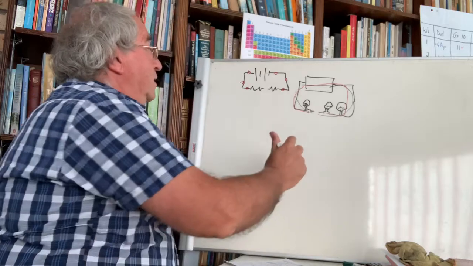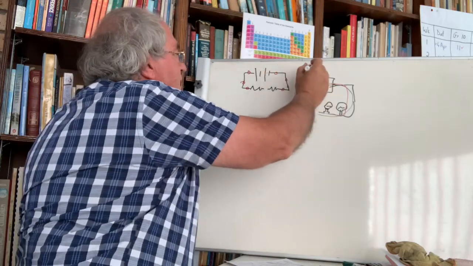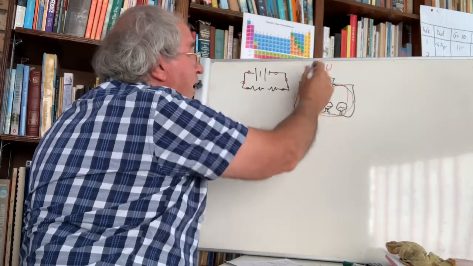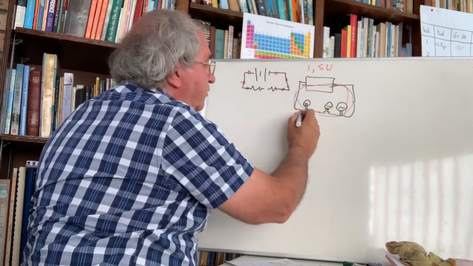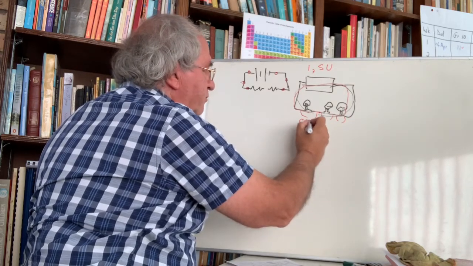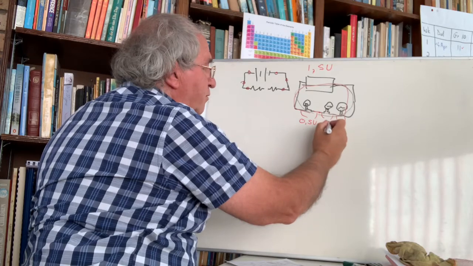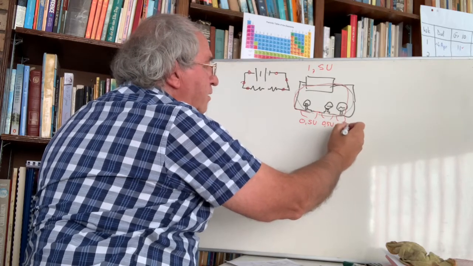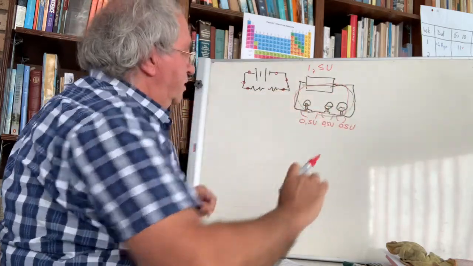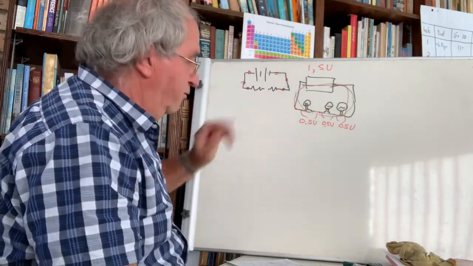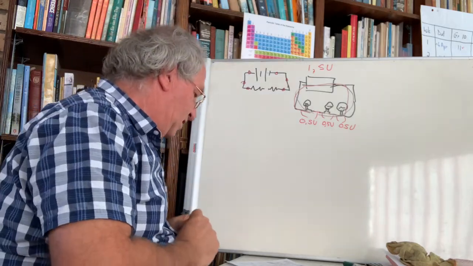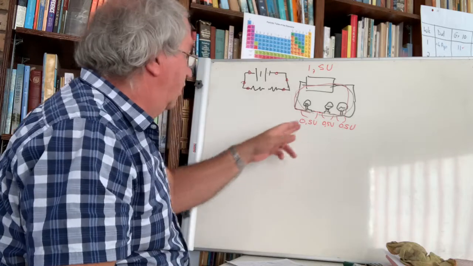En dan, die laaste ding, sê maar hierdie sel is 1,5 volt. Nou daai 1,5 volt word so verdeel oor hierdie, oor daardie en oor daardie. So daar's 0,5 volt oor hom, 0,5 volt oor daai een en 0,5 volt oor daai een. Hy verdeel so tussen daardie. So die spanning verdeel. The potential difference is divided over each of these lamps.